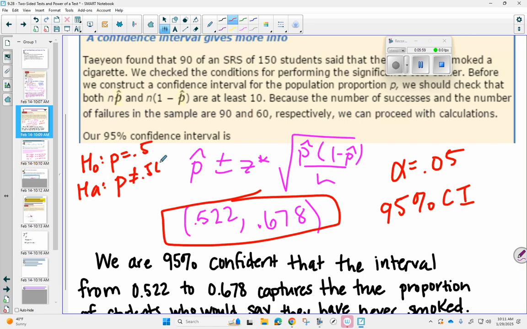Do I have convincing evidence when I look at the confidence interval that I would reject the null? Yes. The entire thing is above 0.5. Which gives us more information, the significance test or the confidence interval? The confidence interval actually gives us more information. So we can conclude that Taeyeon's school maybe has more people who say they would not smoke. Is that what it was? Okay. It's all above 0.5. So they go together.